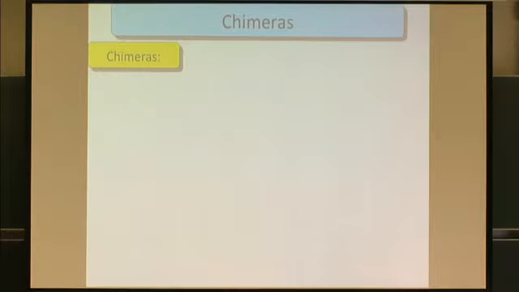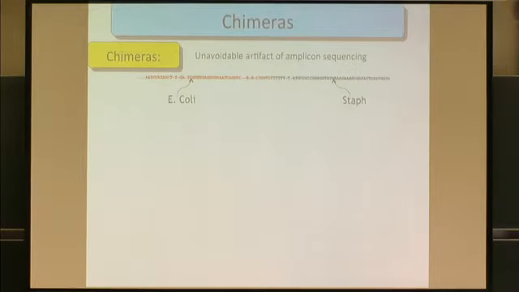Another thing is you don't have to do chimera filtering because of the way this counts the k-mers. Chimeras are an unavoidable artifact of 16S rRNA amplicon sequencing, where we get sequences that are half E. coli or half staph. But it turns out that the k-mer count of these sequences is basically the k-mer count of this sequence plus the k-mer count of that sequence. So they don't really hurt our method at all.